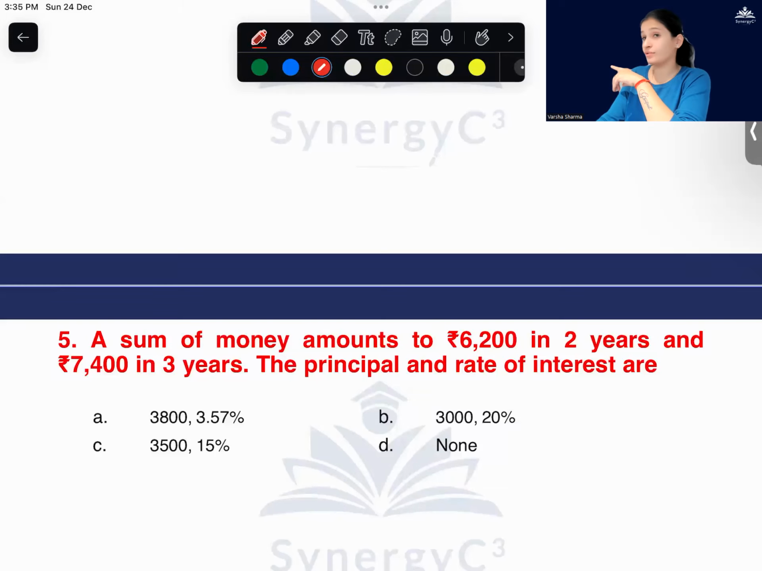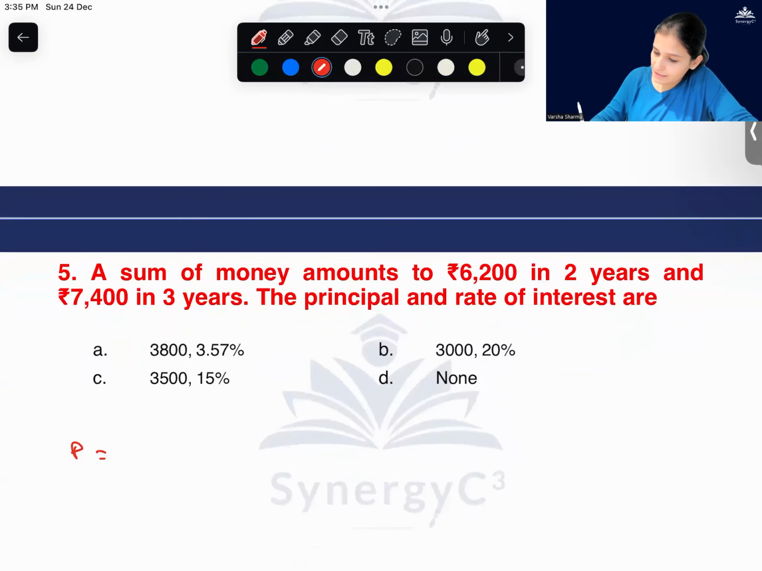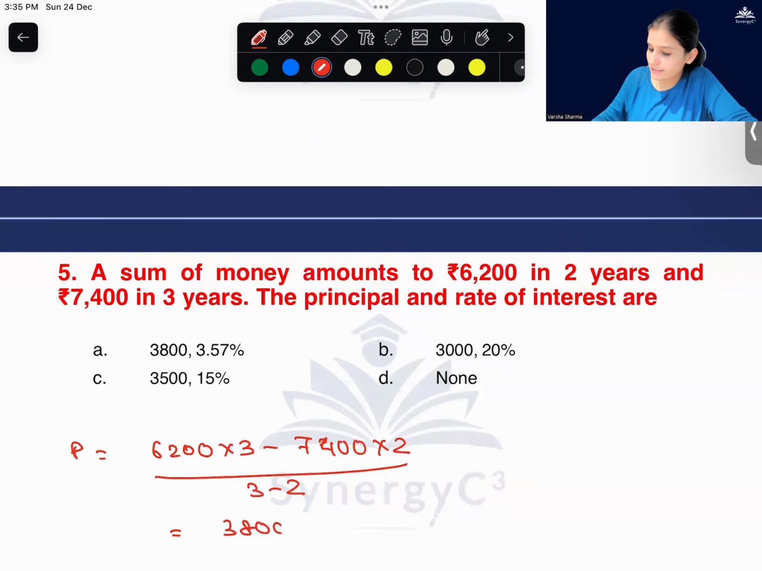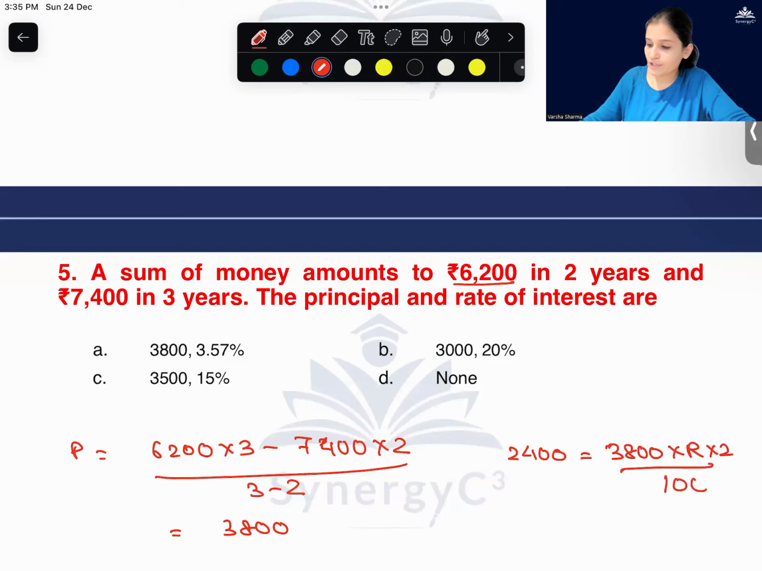Check, because there is none of the options also. Check if the rate is correct or not using any one. So we had the formula principal: 6,200 into 3 minus 7,400 into 2 upon 3 minus 2. This is 3,800. Just for confirmation, 6,200 is the amount, 3,800 is the principal. So the interest is 2,400, principal 3,800, into rate into time 2 upon 100.